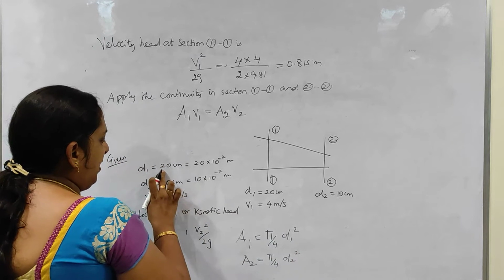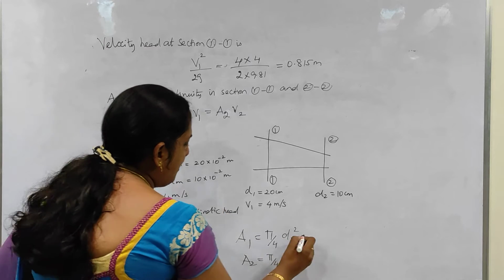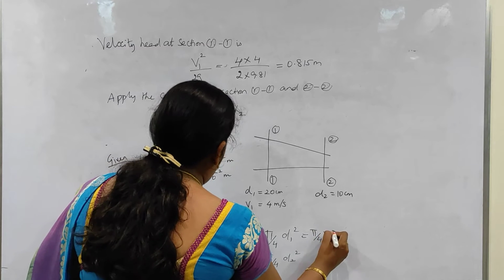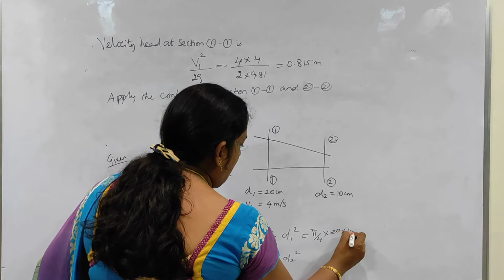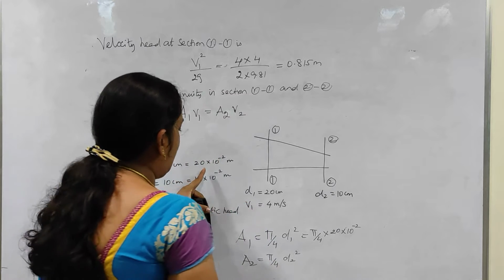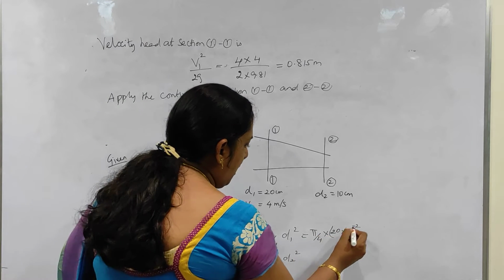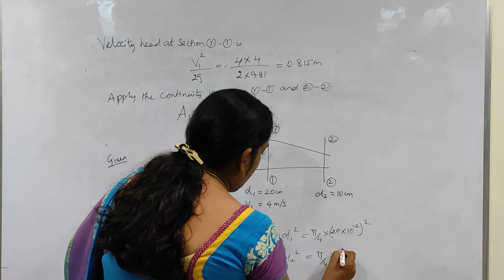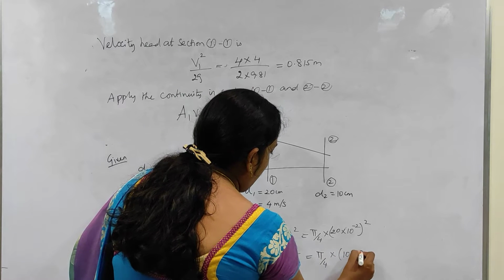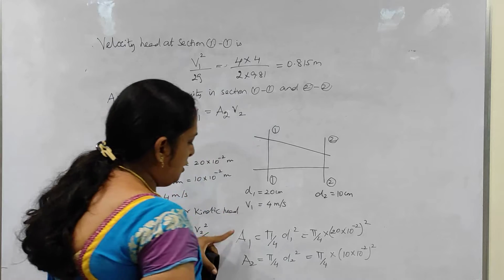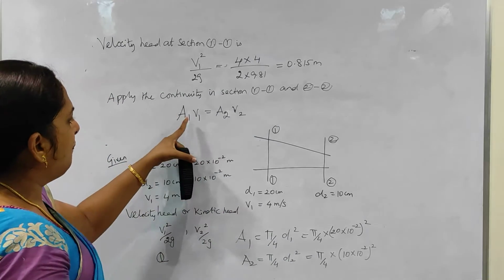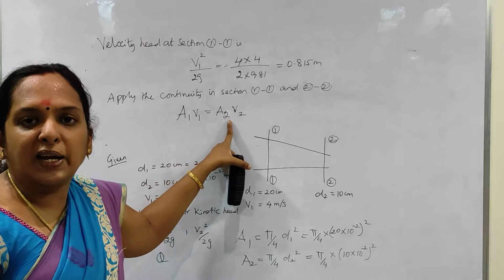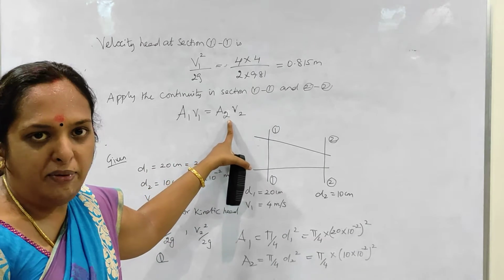I know what is d1. I know what is d2. I am just substituting here. It is pi by 4 into d1 square, which is 20 into 10 to the power of minus 2. It is in meters, so it is squared. I am converting into meters. Here it is pi by 4 into 10 into 10 to the power of minus 2, the whole square. So I know what is A1, A2. I know what is V1. Eventually I can find out the value of V2.